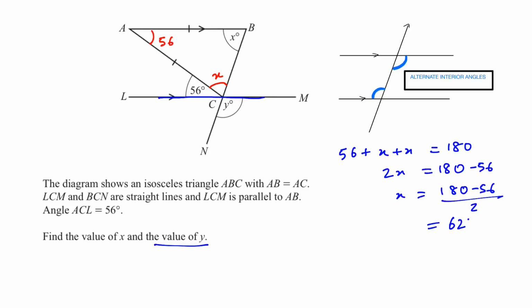To find the value of Y, if we draw this line here and extend it, Y is equal to 56 plus X. What is X? 62. And why is Y equal to 56 plus X? Because it's a vertically opposite angle, and vertically opposite angles are equal to each other. Whenever you have a cross like this, the two opposite angles are equal, and this angle will be equal to this angle. Therefore, Y is equal to 56 plus 62, which is 118 degrees.